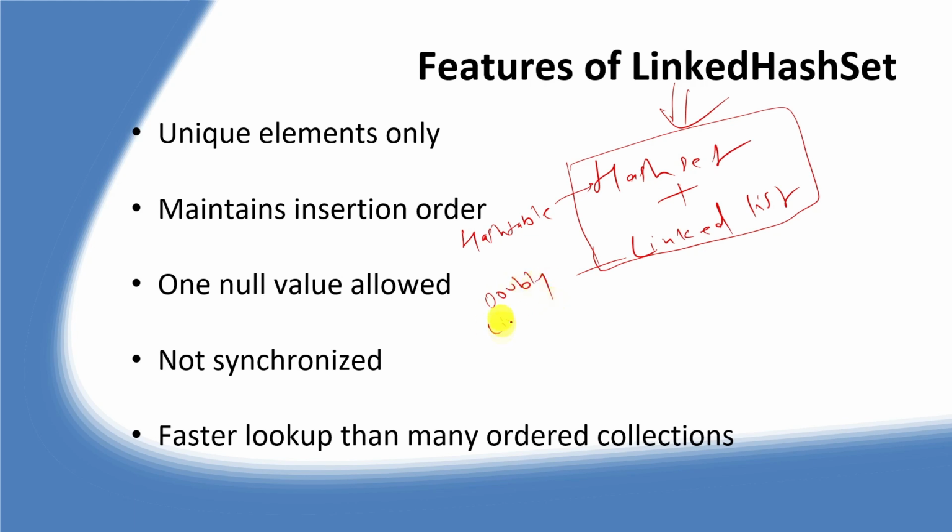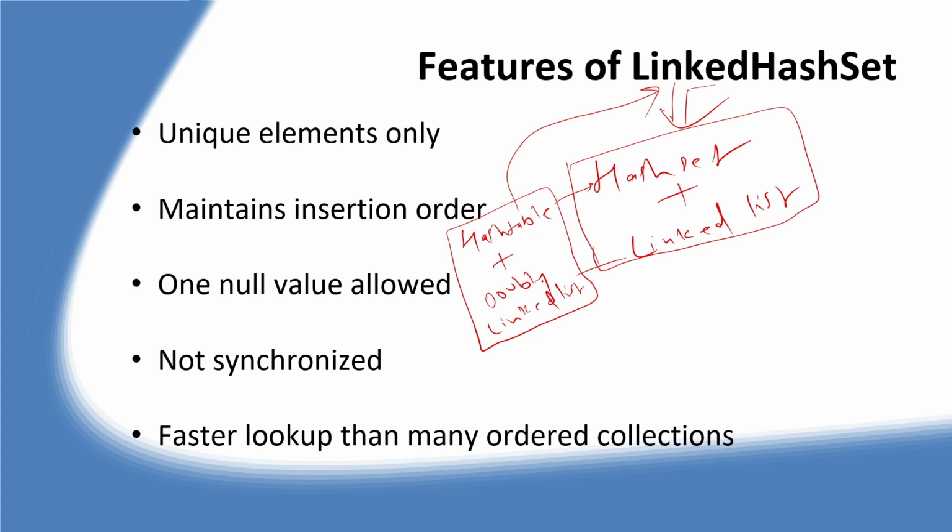So let's say doubly linked list. So if you combine these two data structures, you will get the linked list. So linked list, what is the data structure? If you say, the data structure of linked list is hash table plus doubly linked list.